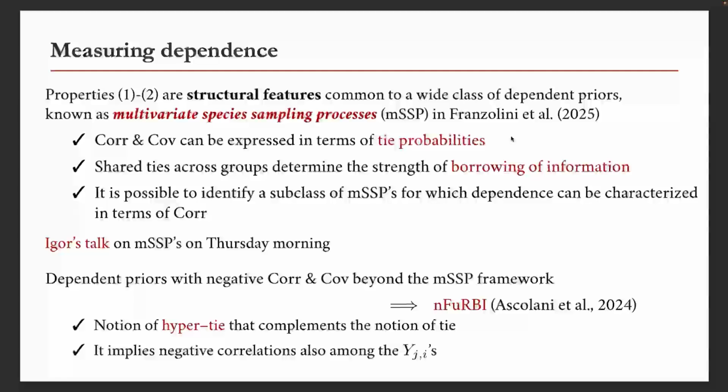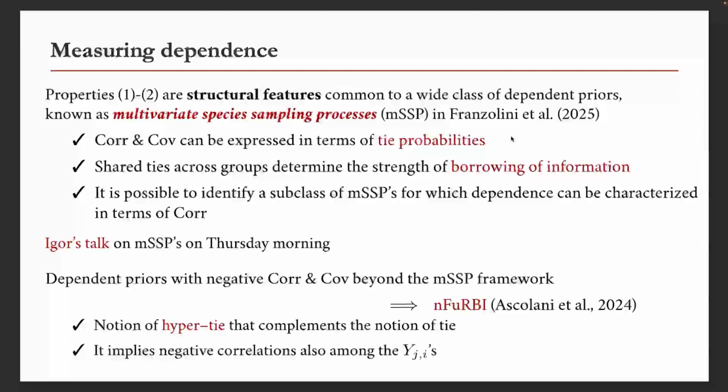Well, these kinds of problems have been addressed in a paper with Beatrice, Giovanni, Igor, and myself, in this framework of so-called multivariate species sampling processes, where it is shown that the correlation and the covariance can be expressed in terms of the probabilities that any two observations, either within each group, each sample, or across different groups, coincide. Moreover, the shared ties across groups create the borrowing of information.